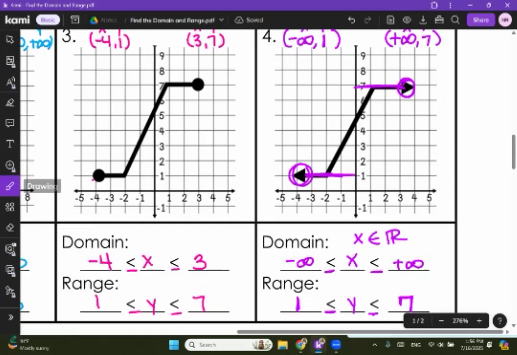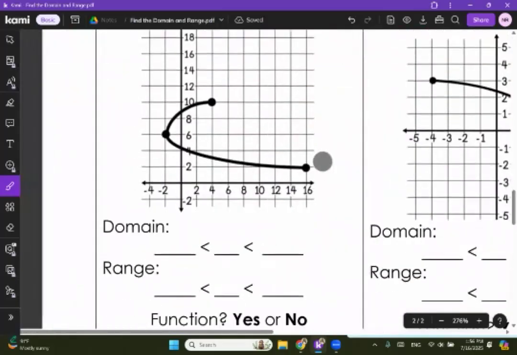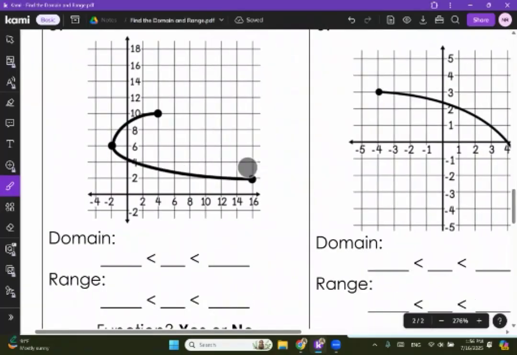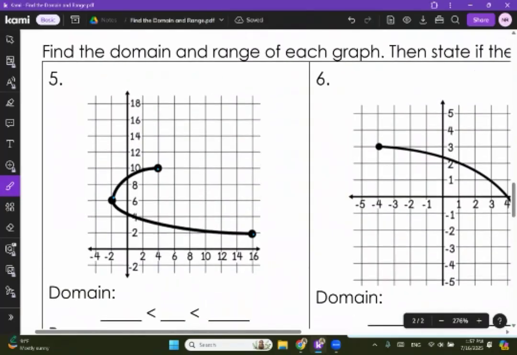Flip it over to the back. And we continue practicing. This time we're adding a question. With this one, a little bit different because there's not 2 endpoints. We have 1, 2, 3. So we want to label all 3 of them. I'm going to start by labeling this one. Negative 2, 6. This one is 4, 10. And the one at the very end, 16, 2.